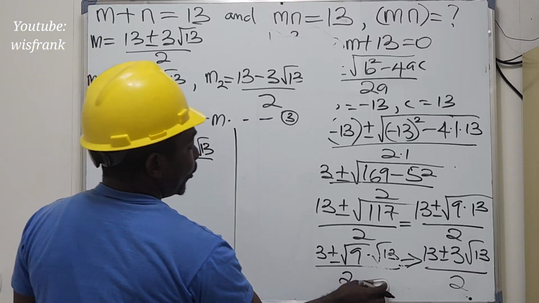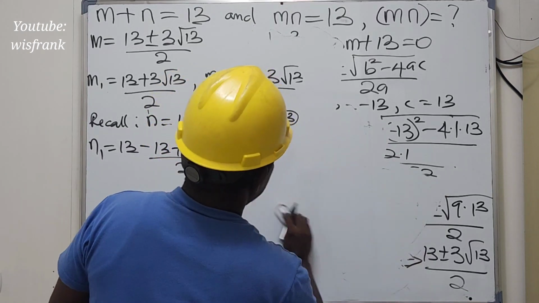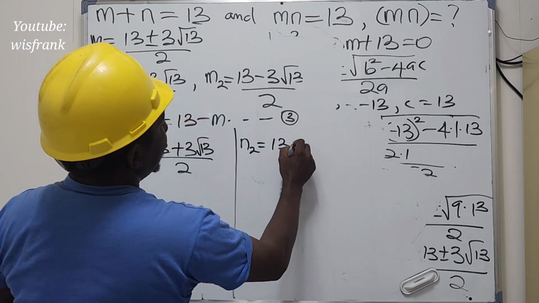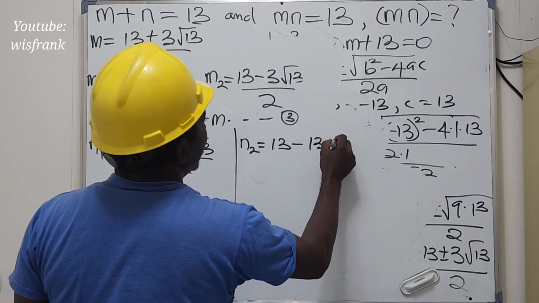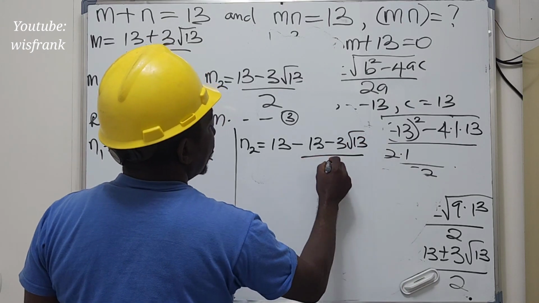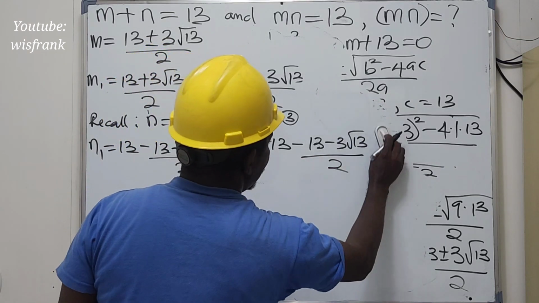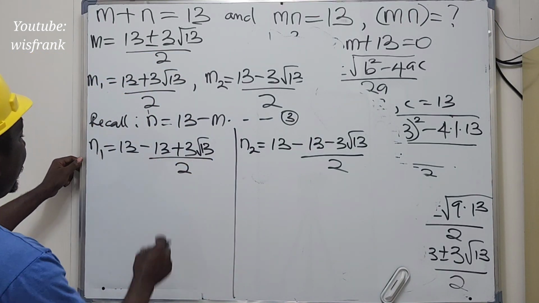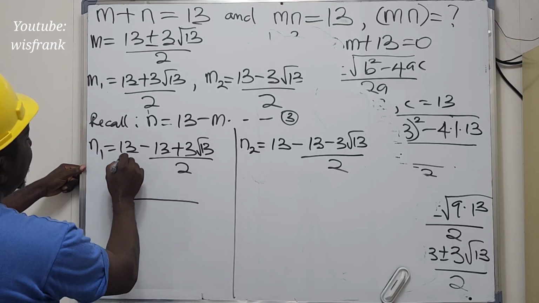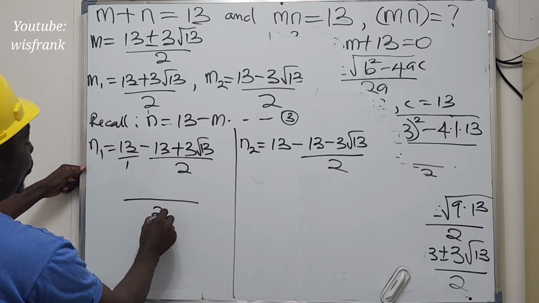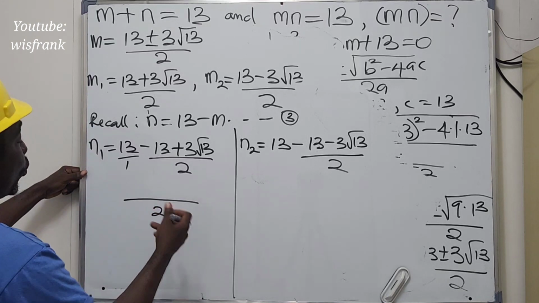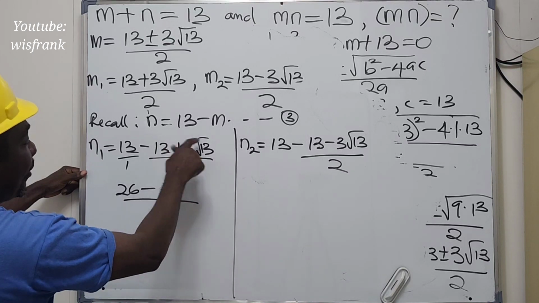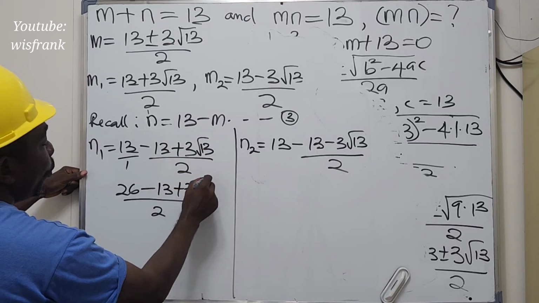We can have the second value, n2, equals 13 minus (13 minus 3 root 13) all over 2. So this is the value of n2 that we have. So in this case, what we are going to do is evaluate this. Evaluating this, we have the LCM. This is the same thing as 13 all over 1, where we have 2. 2 divided by 1 is 2. 2 times 13, we have 26, minus. 2 divided by 2 is 1. 1 times this, we have 13 plus 3 root 13.